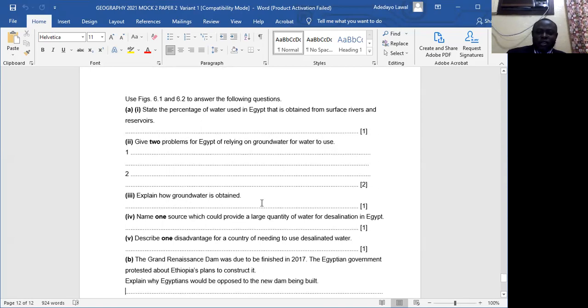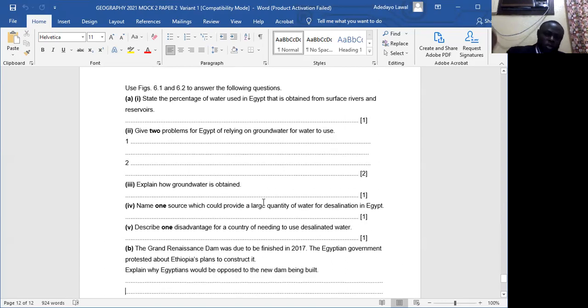Explain how groundwater is obtained. How do you get groundwater? By digging, by drilling into where the water is. You drill a hole into where it is, then you pump it out. Use a pumping machine to pump it out. So that is what borehole concept is all about. You dig a borehole into the underground water, then you pump it out.